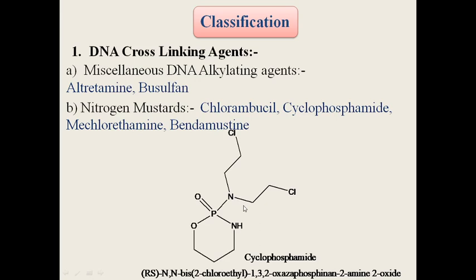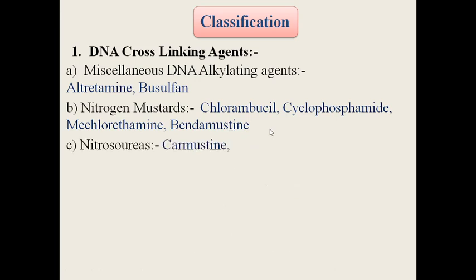And if I ask you what were the common structures in cyclophosphamide and in chlorambucil, then you will say that this 2-chloroethyl group is the common structure, because this will alkylate the DNA. This is the main portion of the molecule which will alkylate DNA. And for nitrosoureas there are carmustine, lomustine, streptozotocin. This streptozotocin is used in animal models to induce diabetes in rats.